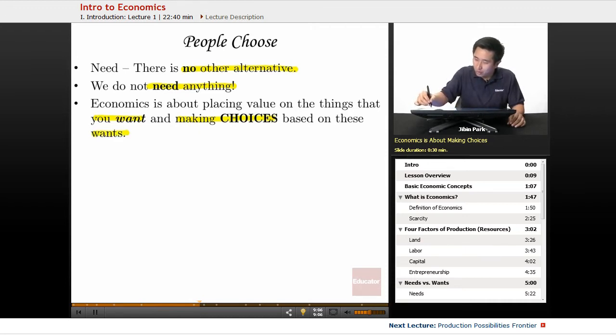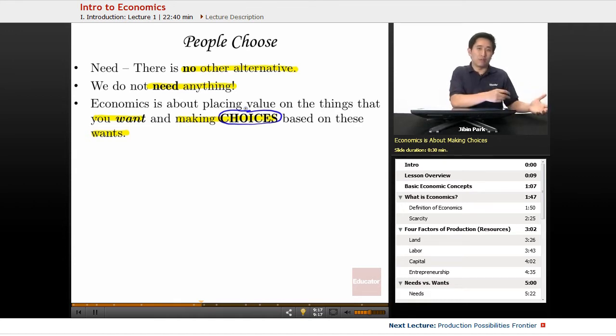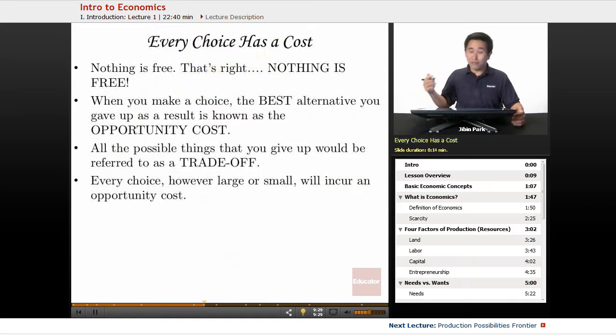So we want. You want to get a 5 on this AP exam, but you also want to study. You want to hang out with your friends, but you also want to hang out with your family. So when you choose one thing, you're giving up something. So you definitely don't need any one thing. There's always an alternative for something that you choose to do. So every choice has a cost.